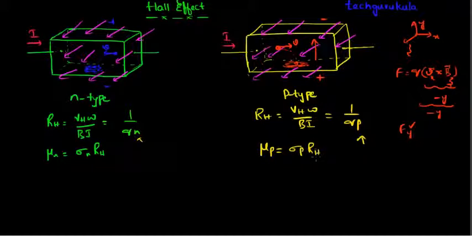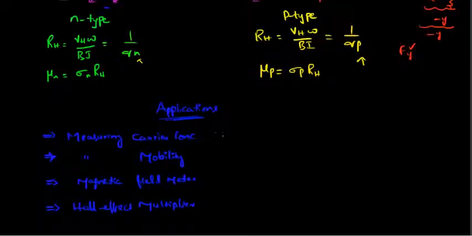If you're given two materials, one is n-type and the other is p-type, and you apply current in the x direction and magnetic field in the z direction, if you see top face positive and bottom face negative, it is n-type. If you see top face negative and bottom face positive, it is a p-type semiconductor material. Let us see a few applications in this case.